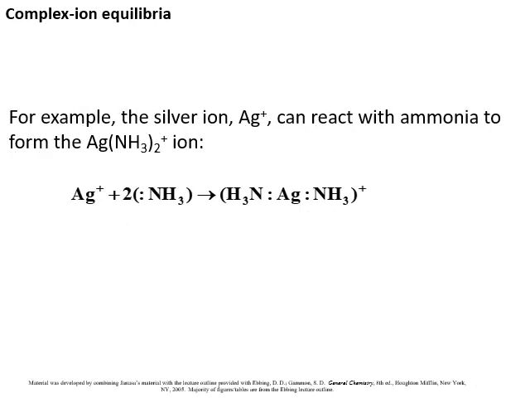So, for example, if we have silver plus and we add 2 ammonia molecules to that, it will produce silver with 2 ammonias complexed around it.